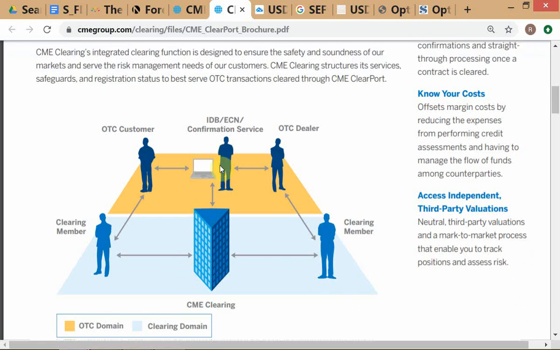So this guy doesn't exist, this guy doesn't exist, this guy doesn't exist. For the moment, just understand this. This guy exists, the CME clearing house. You have the dealer and you have the customer. Okay. Now let's assume that CBA Sydney is the customer and Wells LA is the dealer. Okay. And you have the clearing house.